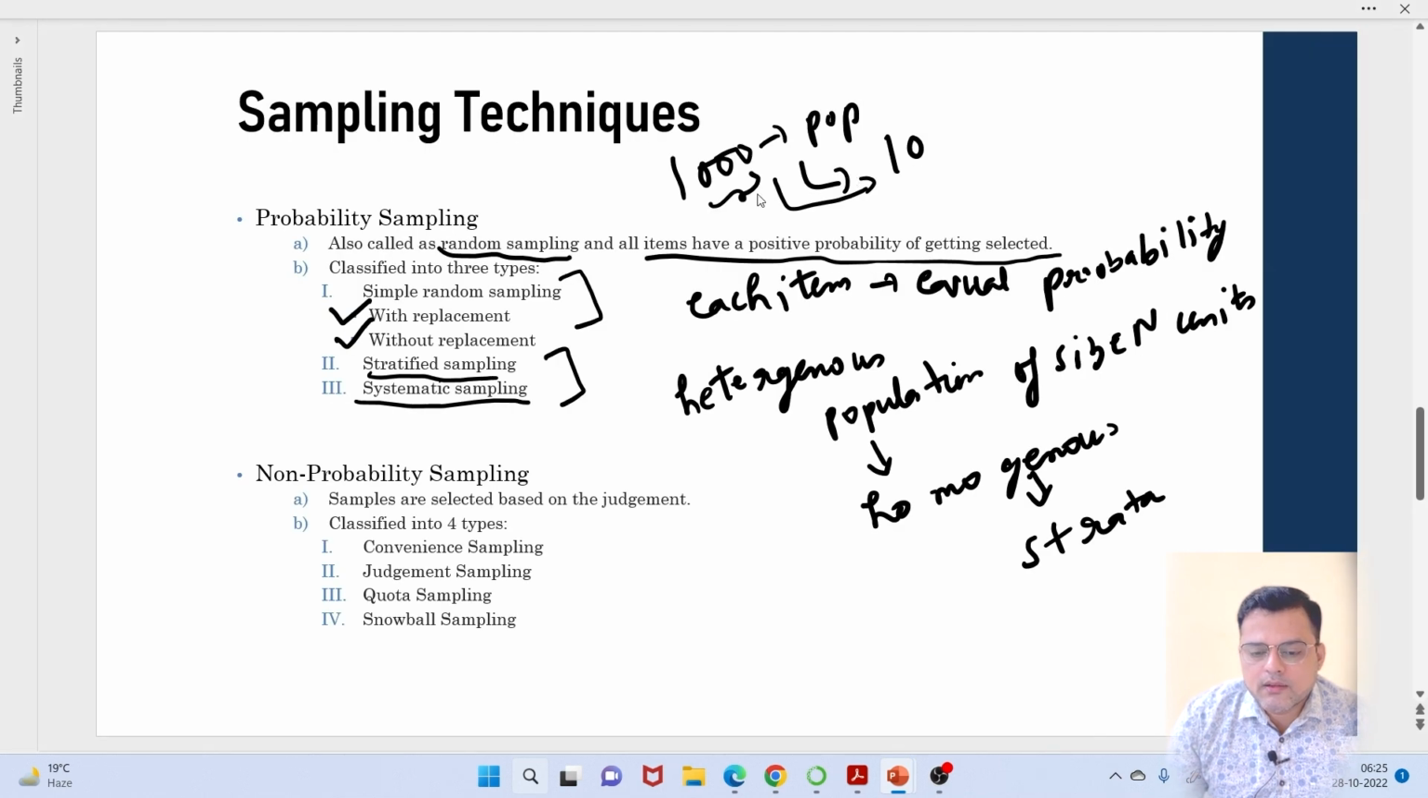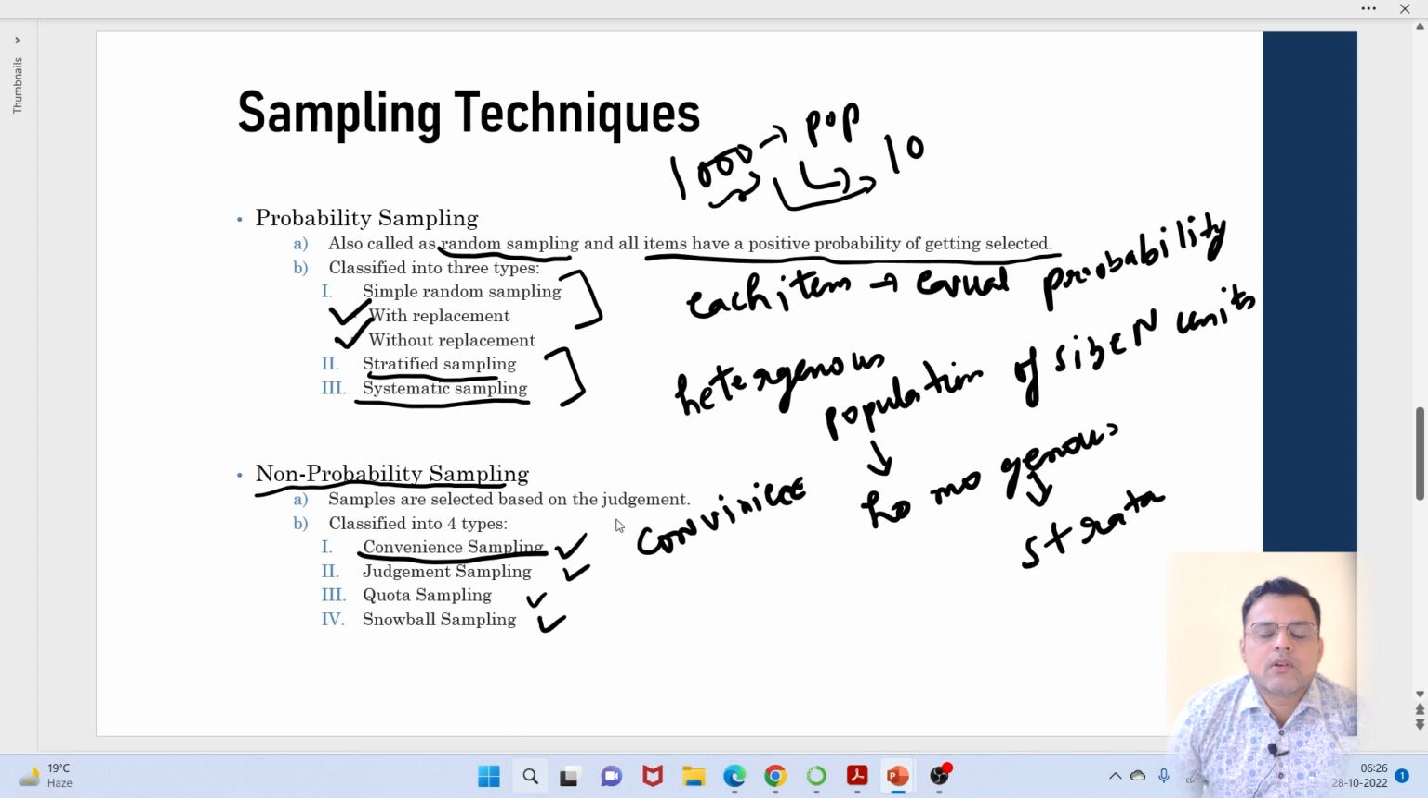And then non-probability sampling is just for your reference. We normally don't use it in data science. They are basically used in marketing research, and they are convenience sampling, judgment sampling, quota sampling, and snowball sampling. In convenience sampling, the samples are drawn at the convenience of the researcher. For example, if you want to survey the customers of an IndiGo flight, then you have to take their permission and you have to take the survey at their convenience. So this is convenience sampling.